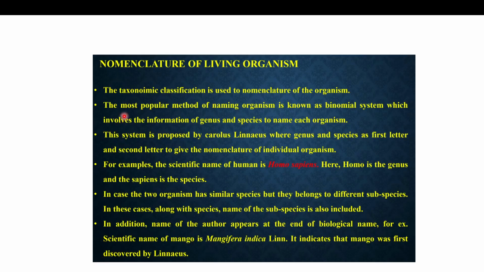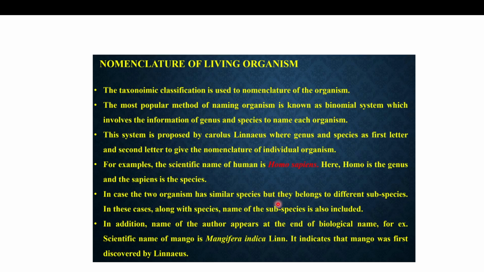Okay. Now, when we very briefly touched on the nomenclature of living organisms, taxonomic classification is used to name an organism. The most popular method is the binomial nomenclature system, which comprises the genus and species info to name each organism. And this system was proposed by Carolus Linnaeus, where genus and species are the first and the second words in the scientific name of the living organism.